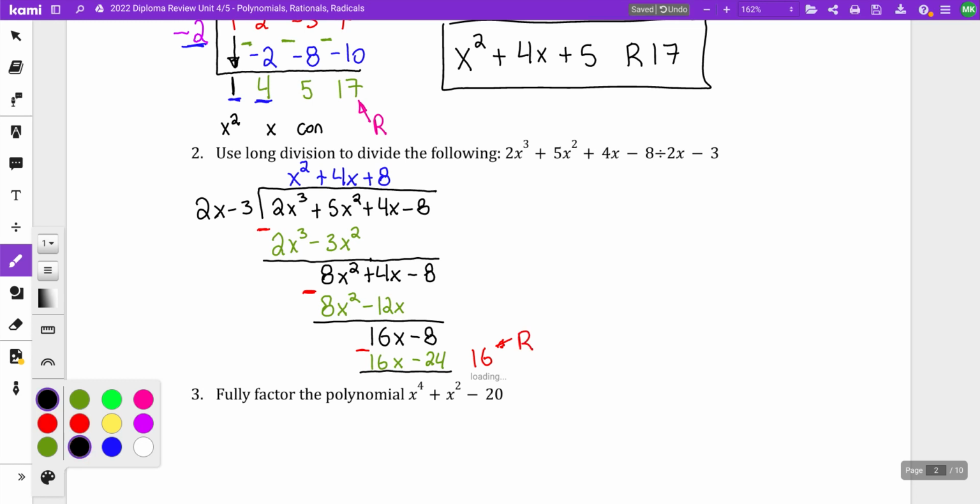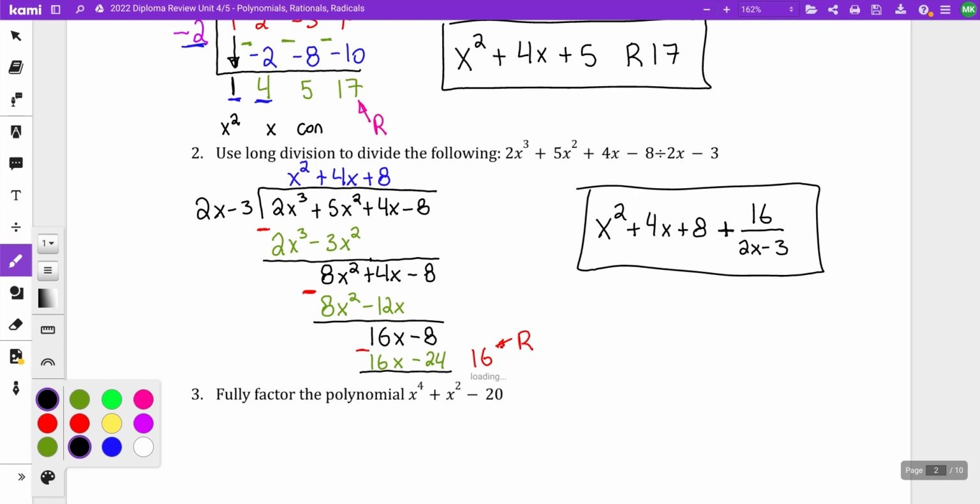To write this answer, the thing in blue is your solution, with a remainder of 16, so you might put R16. They might also write it like this: plus 16 divided by 2x minus 3 left over. Same idea. It's showing you a remainder as a fraction. So it's my remainder divided by this, which is still sitting here left over.